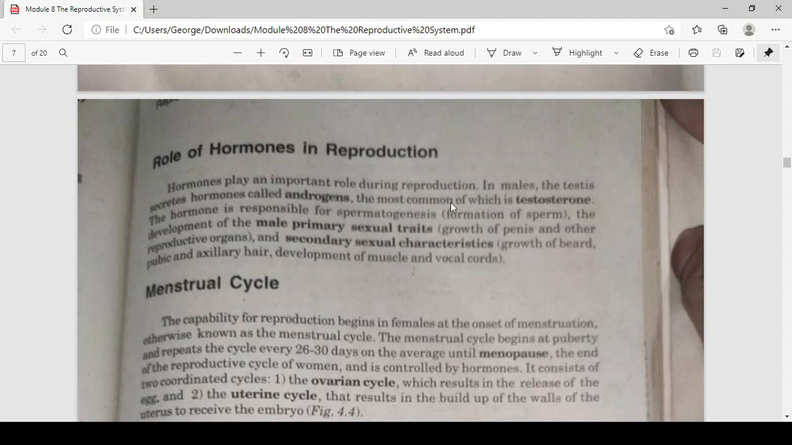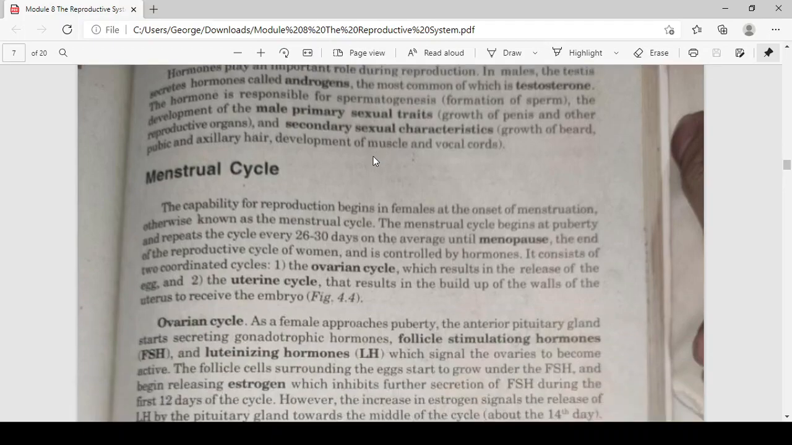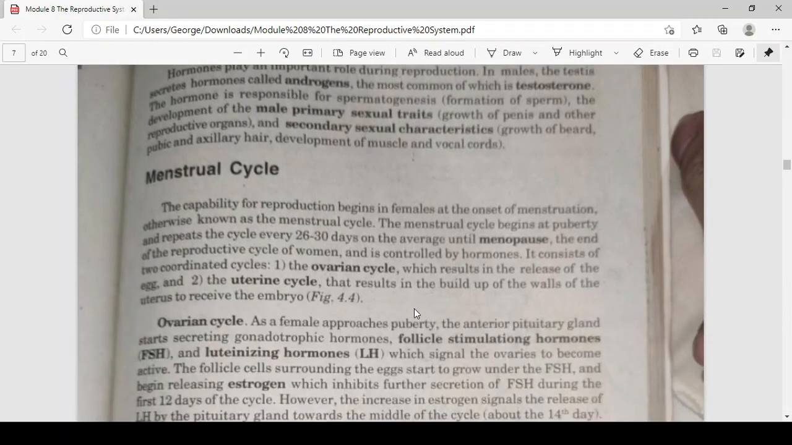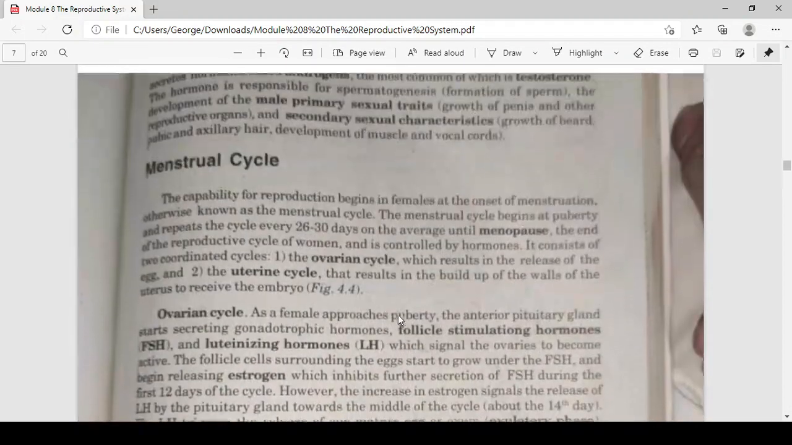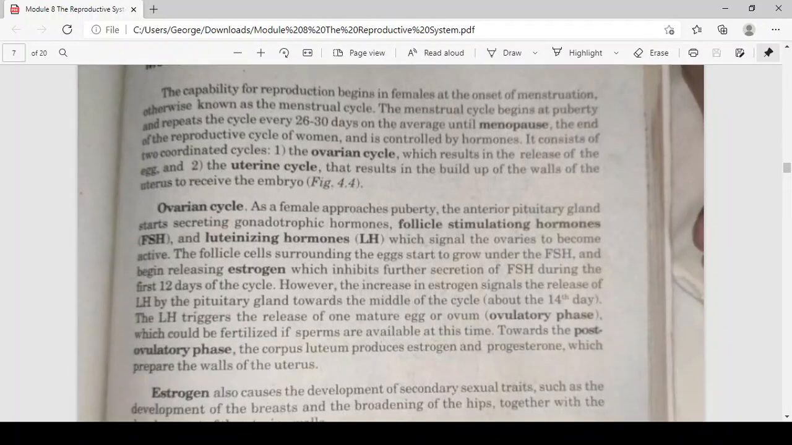So kids, those are the roles of hormones in reproduction. Again, estrogen is mainly for females, and for males, androgens like your testosterone. Next, we will discuss your menstrual cycle. Again, the menstrual cycle is for females.